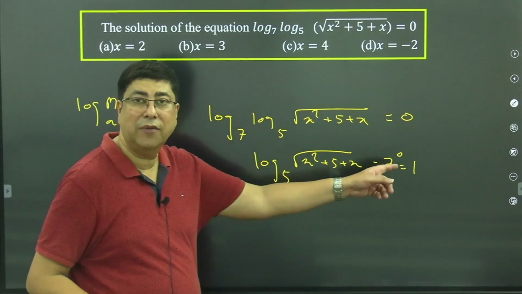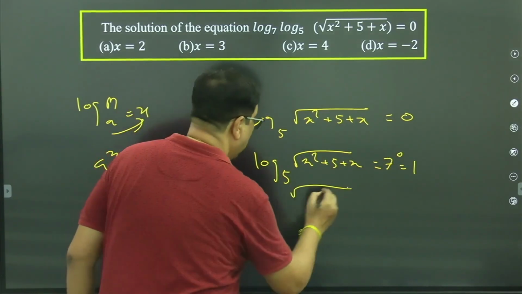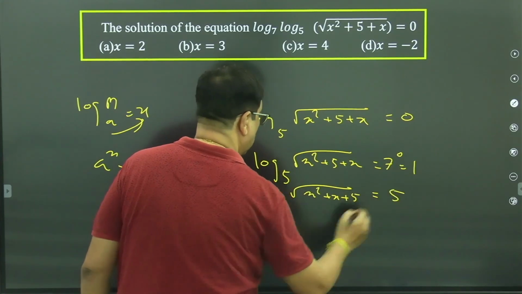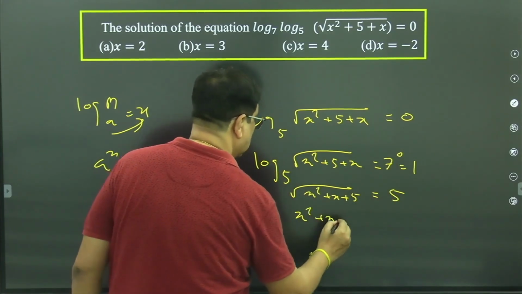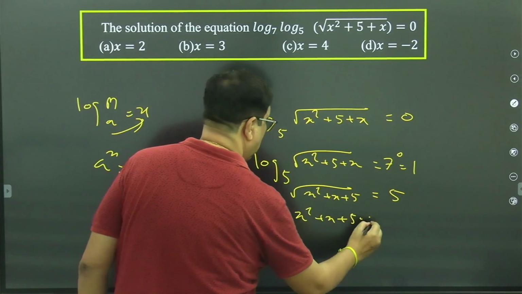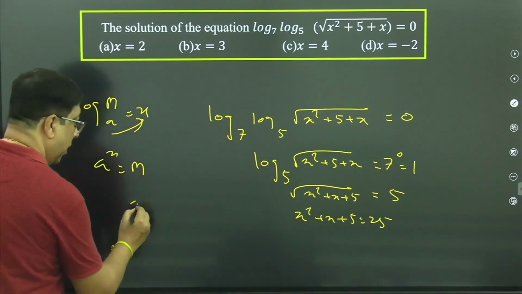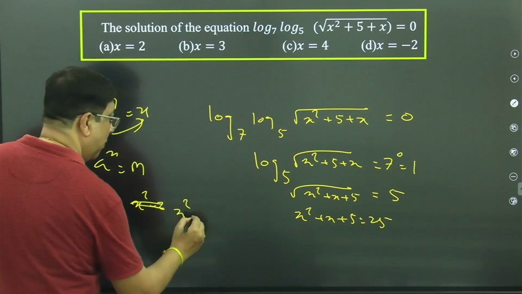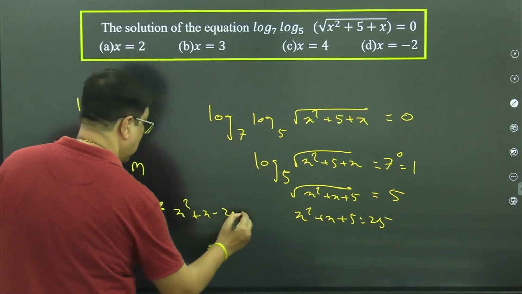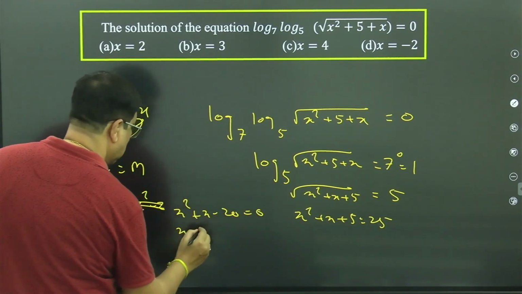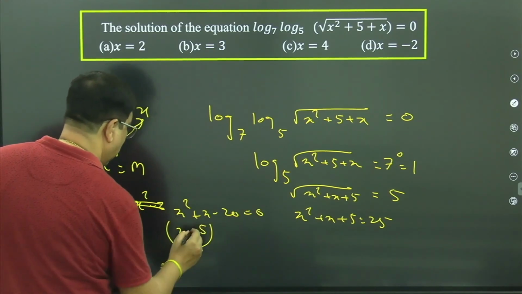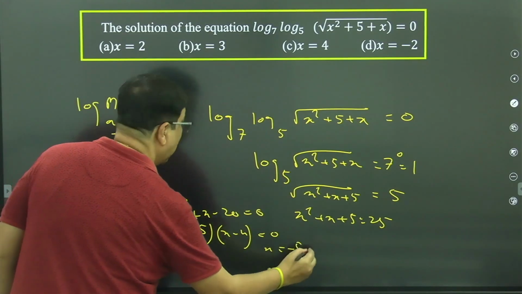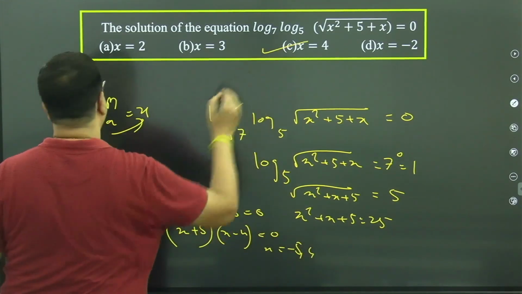Once again let us apply the definition of the logarithm. So we are getting root over x square plus x plus 5 equal to 5, take whole square, x square plus x plus 5 equal to 25. So here x square plus x minus 20 equal to 0. So x minus 5 x plus 5 into x minus 4 equal to 0. So x equal to minus 5 and 4. Here x equal to 4 is the answer.